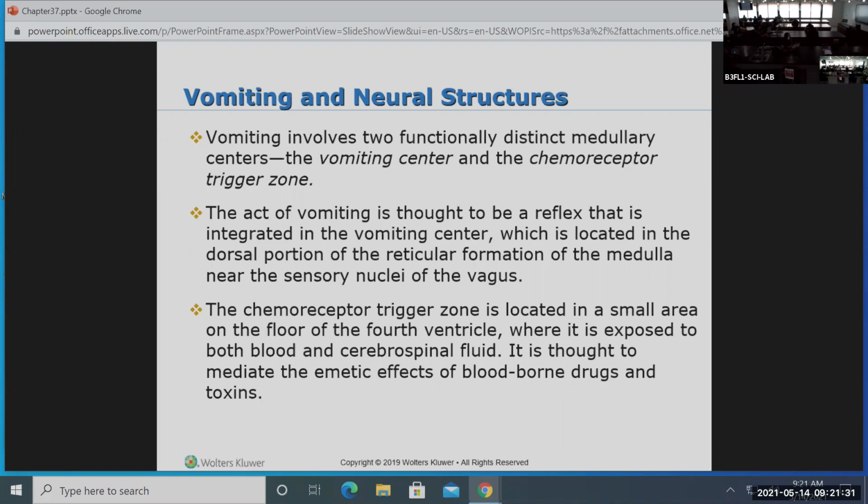Now, the chemoreceptor trigger zone is located in a small area on the floor of the fourth ventricle, where it is exposed to both the chemicals in the blood and the CSF. The chemoreceptor trigger zone is thought to mediate the emetic effect of blood-borne drugs and toxins.